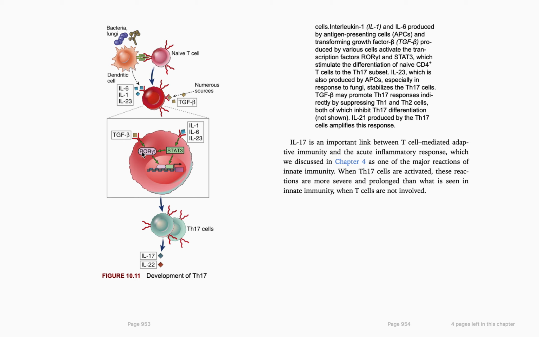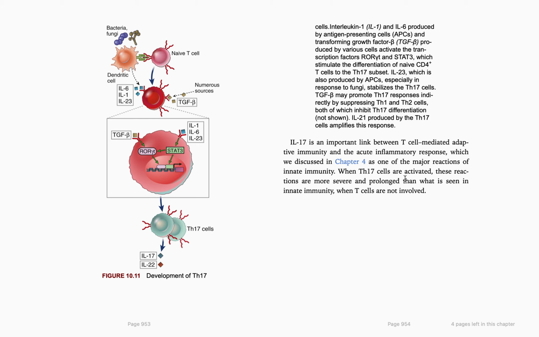And this role, when it is activated, the naive T cell changes to T helper 17 cells, which can produce a number of interleukins, 17 and 22. Hopefully we'll see the function. So interleukin 17 is an important link between T cell mediated adaptive immunity and the acute inflammatory response, which we discussed in chapter 4 as one of the major reactions of the innate immunity.